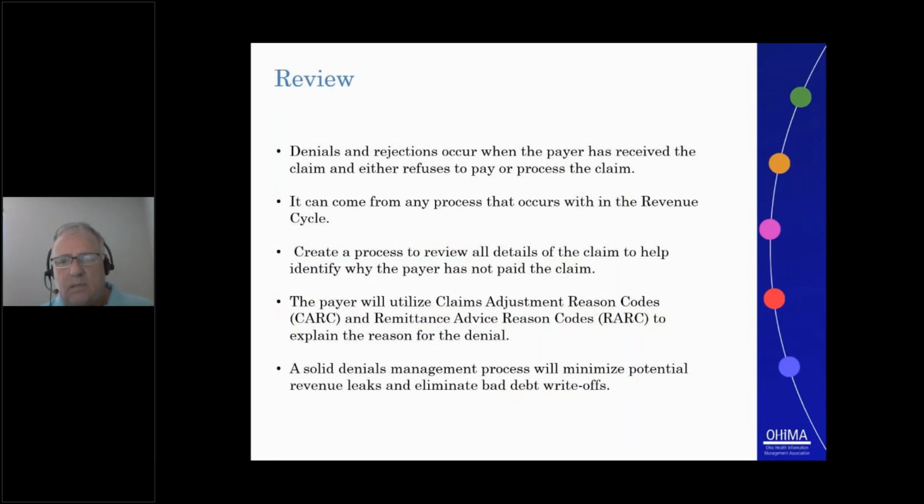When working denials, it will be helpful to understand all aspects of the claim, which will help with reasoning what could have been denied and what are the potential fixes. Usage of standardized code sets called claims adjustment reason codes and remittance advice reason codes, remark codes, by the payer help understand what the reason is for the denial. Once you understand how to work denials, you can begin to work on a denials management program to help eliminate denials in the future and prevent potential revenue leakage.